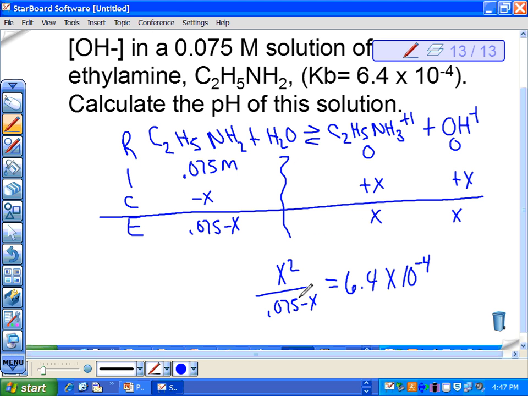And now you can either scratch through this and then cross multiply, or you can use the solver. I forgot the answer to this, so I'm going to stick it in the solver very quickly.